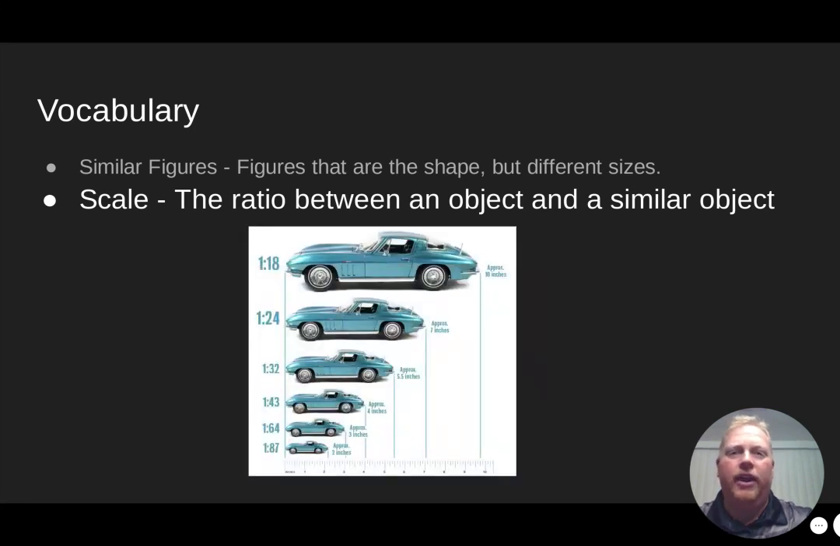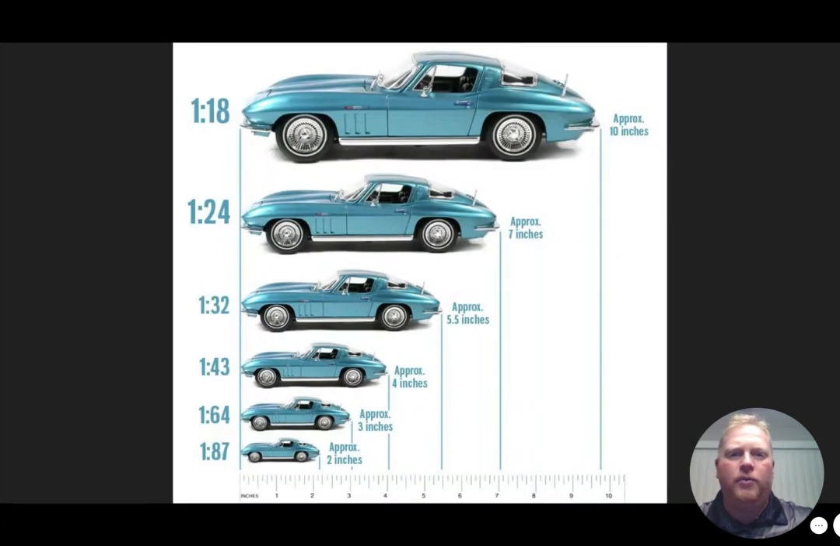Here's an example of using scale with automobiles. This car is not the real car. This car is a model. I don't know if any of you build those little model cars. They're about as wide as your head. They look just like the real thing, except they're very much smaller. Here we take a look at this top one. The scale is 1:18. That means every 1 inch in the model is 18 inches in real life.